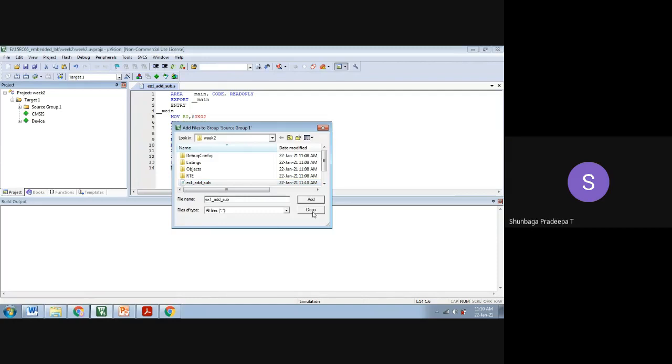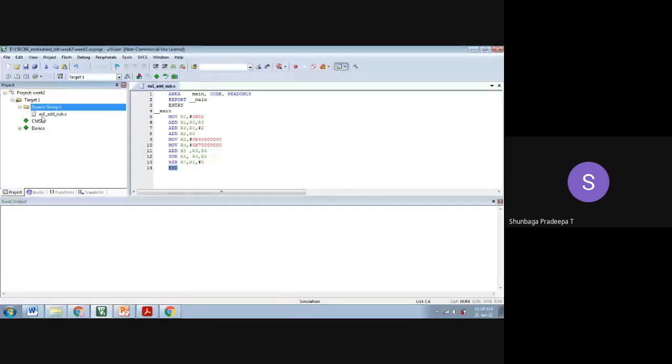After adding, close this. You can see that the assembly code file we have created and saved is now added under your project. We will see the execution of the code one by one.